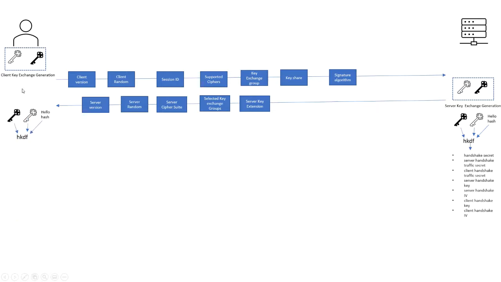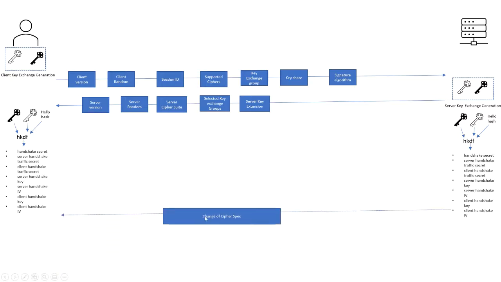So the client will take his private key, the public key, and the hash value. Then it sends them inside the HKDF, and it generates the server handshake key, server handshake value, client handshake key, and the client handshake value. Once this is done, it will also send change of cipher spec.